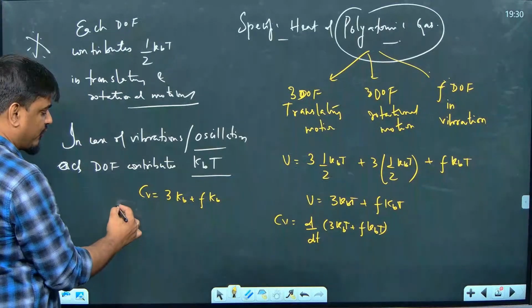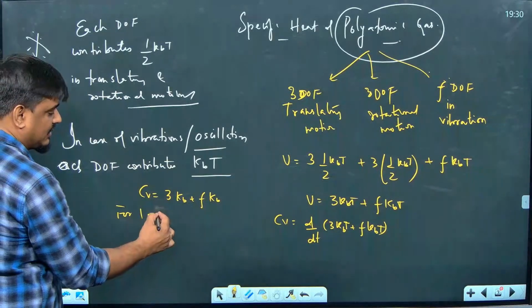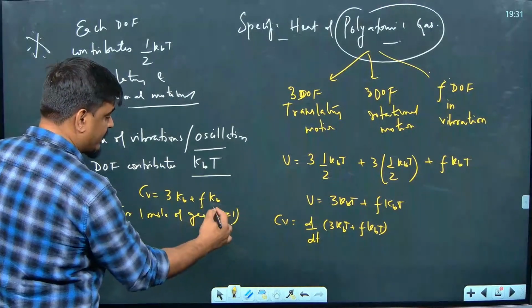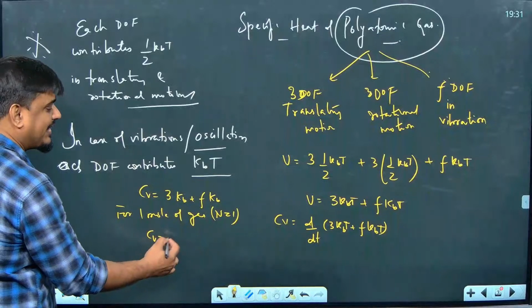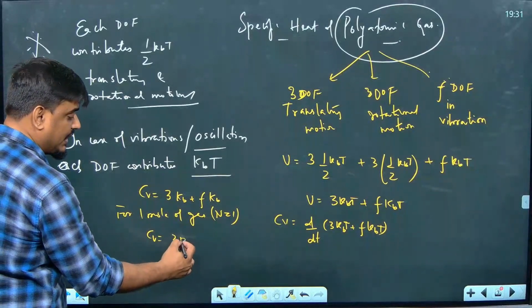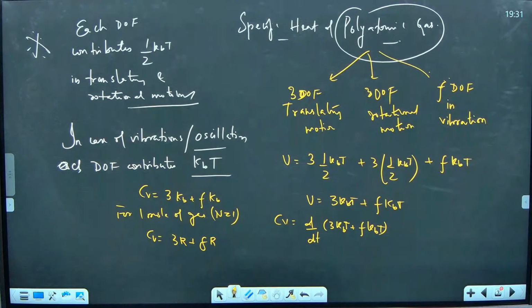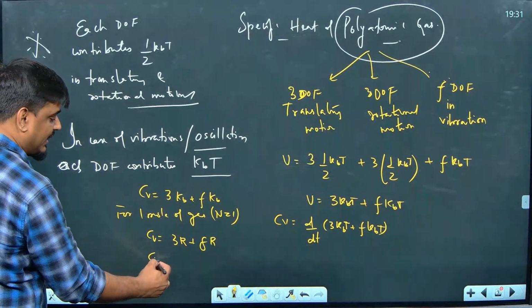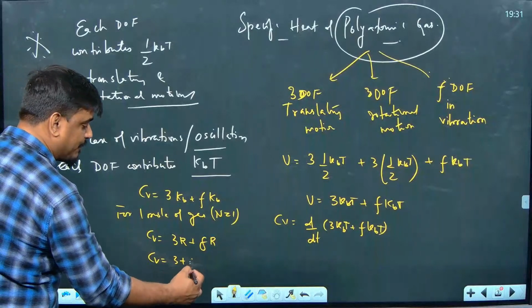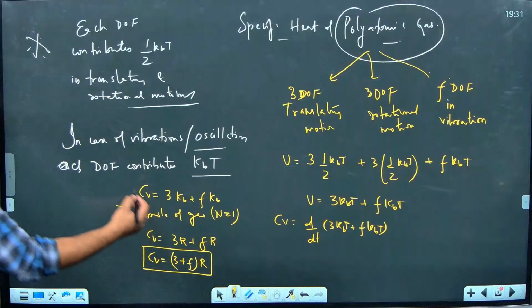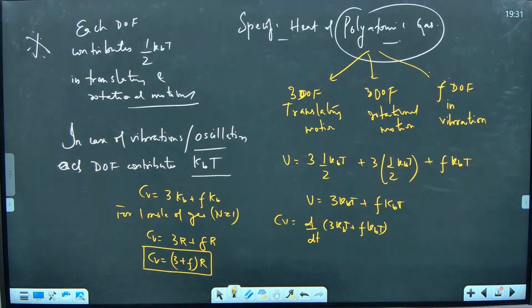For 1 mole of gas, I can take N as 1. So Cv will become equal to 3R plus FR. Or if you take R common, Cv will become equal to (3 plus F) into R. Keep in your mind, Cv is (3 plus F) into R.